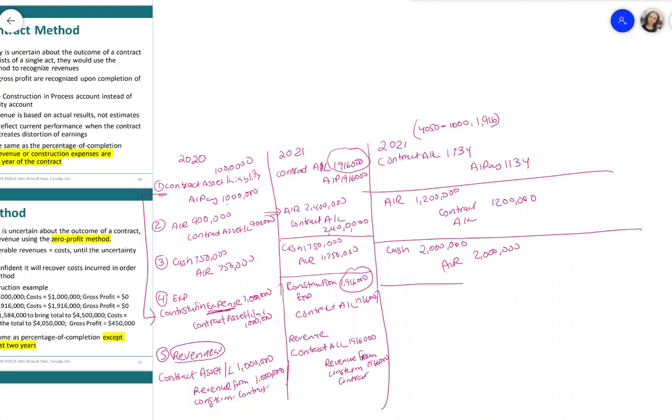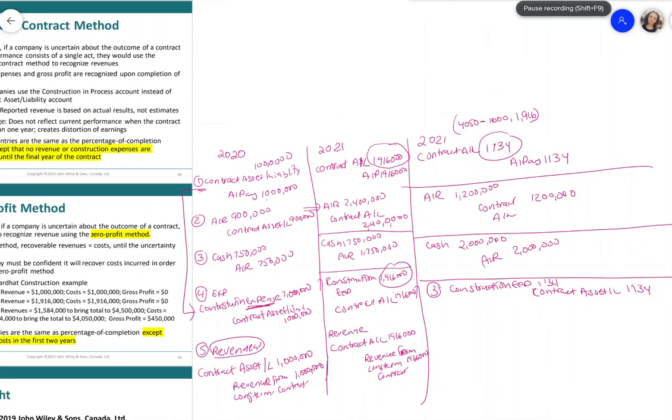And then the third entry is now we're recording the revenue and the expenses. So whatever the expenses are, we're going to record it. Whatever it cost us, we're allowed to expense it. And then we're going to debit contract asset / liability, and it will be for the 1,134,000, and then you're going to record the revenue here. In this case, now you're going to be recording the full revenue at this point.